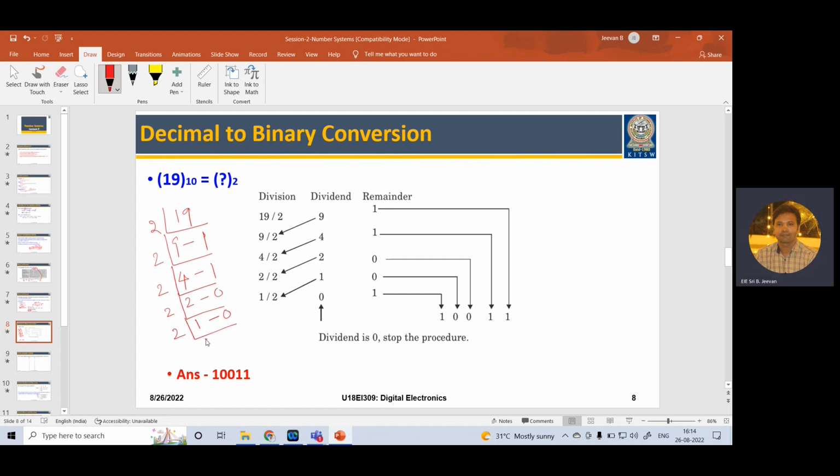You repeat until the quotient becomes 0. So finally, write the answer from the bottom. So the final answer is 0, 1, 0, 0, 1. You can discard this 0 because a 0 on the left side doesn't change the final value. So the final answer is 1001. This is another format of getting the binary equivalent. So you can use any one of these two techniques.